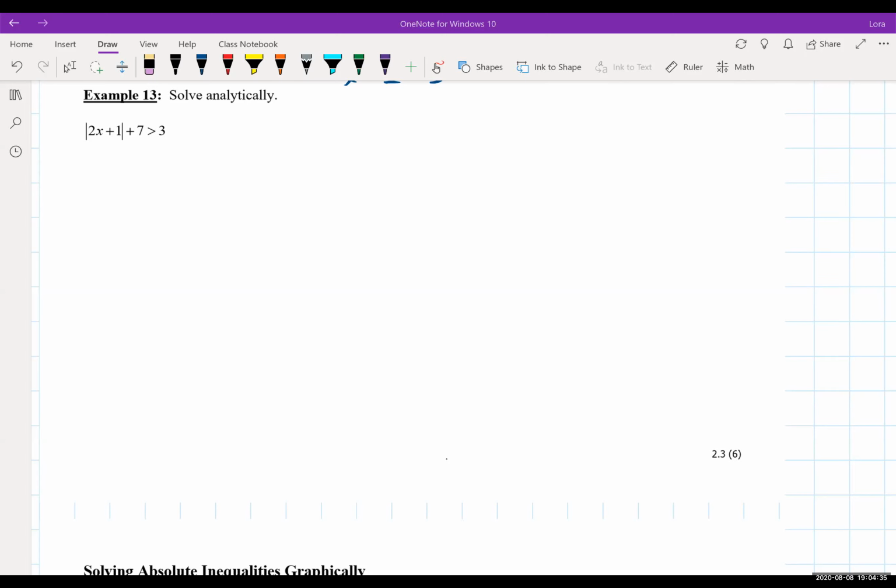Let's look at solving another absolute inequality. Remember, anytime we do this, we're going to make sure we isolate the absolute value first. So that's really key. If you don't do this, we end up getting the answer off. So isolate the absolute value before you start. That is done by subtracting 7 on both sides. So we should get absolute value of 2x plus 1 greater than 3 minus 7, negative 4.